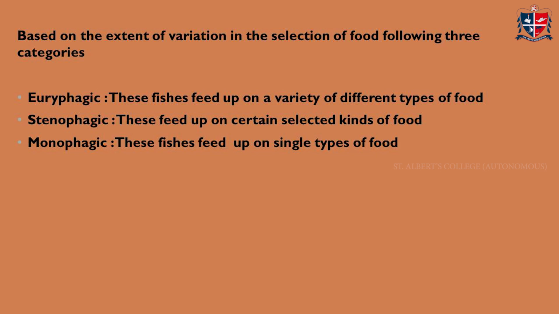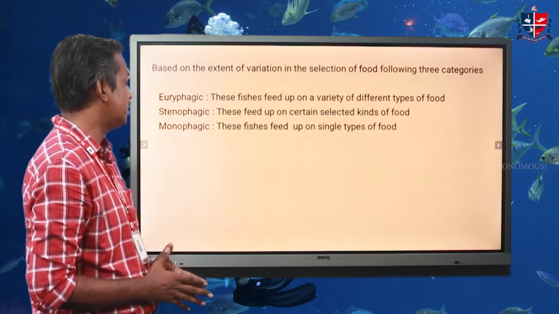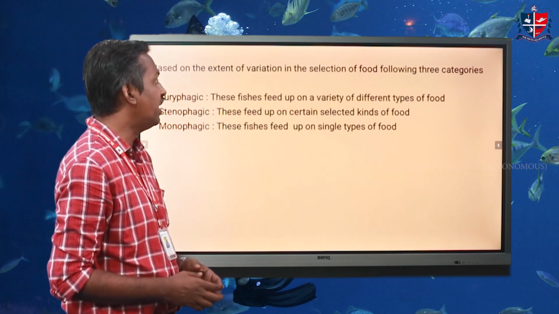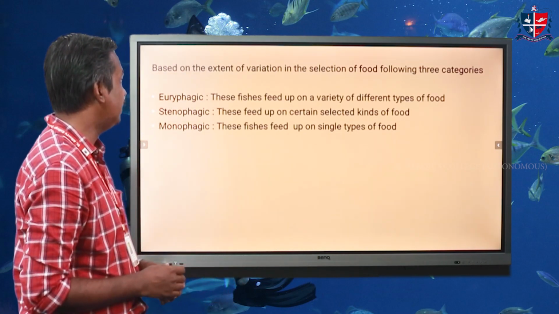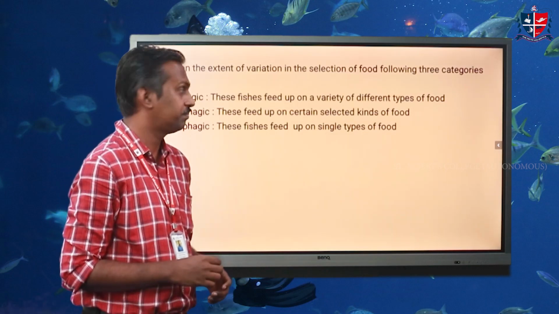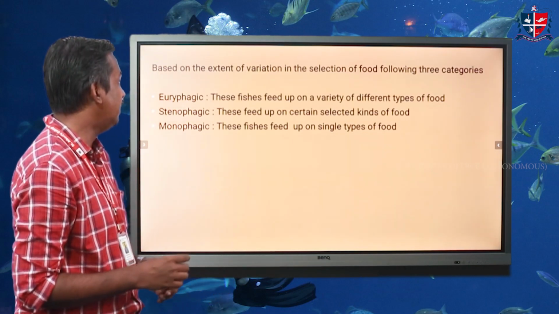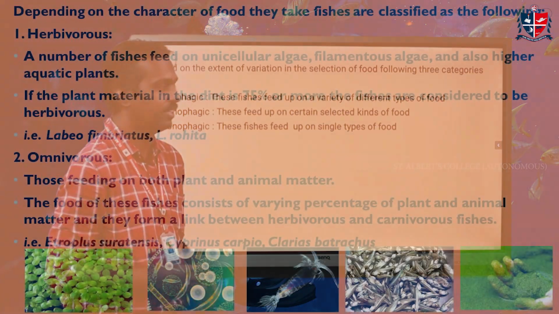Based on the extent of variation in the selection of food, there are the following three categories. First one is euryphagic fishes. These fishes feed upon a variety of different types of food. Then next one is stenophagic. These feed upon a certain selected kind of food. Then next one is monophagic. These fishes feed upon a single type of food.